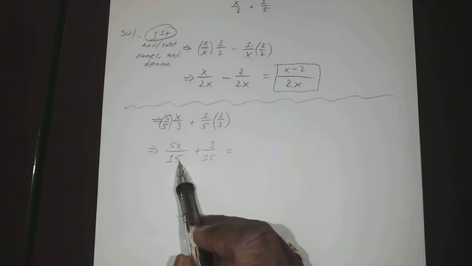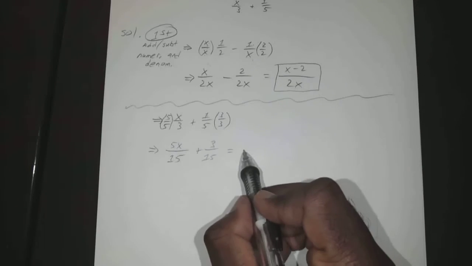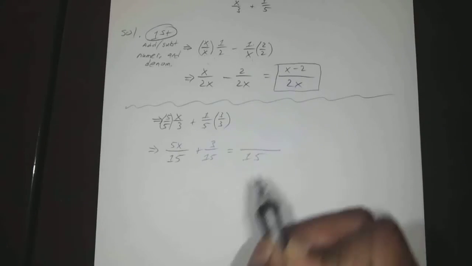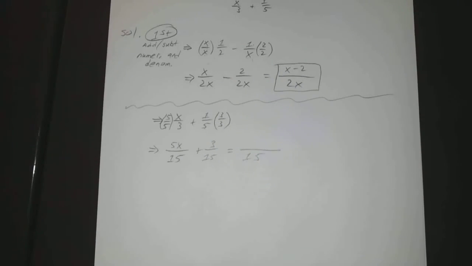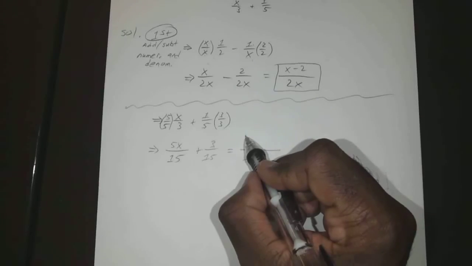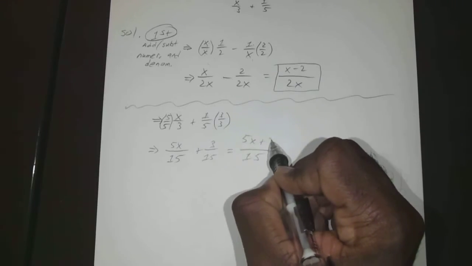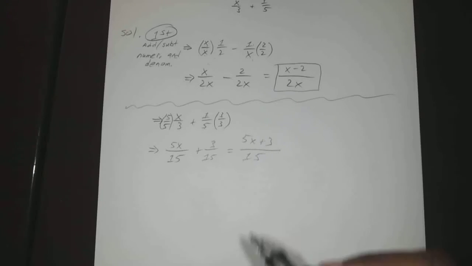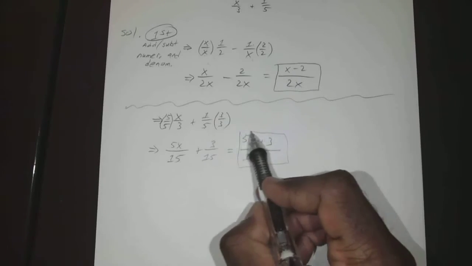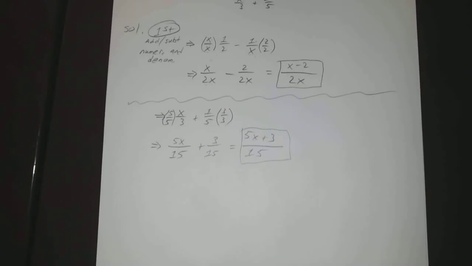And again, something over 15 plus something over 15 will give us something over 15. So we can just add our numerators. So we have our 5x plus 3. Okay, so we have our numerator and we have our denominator.